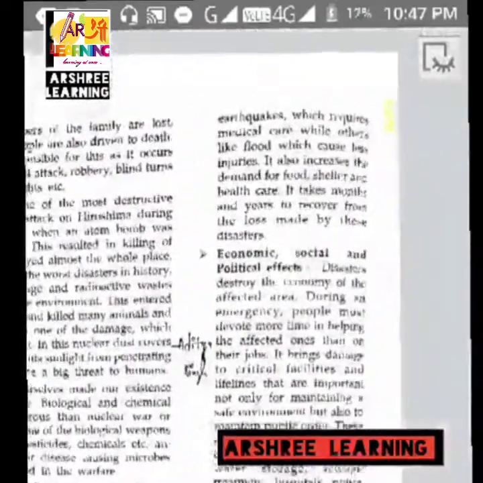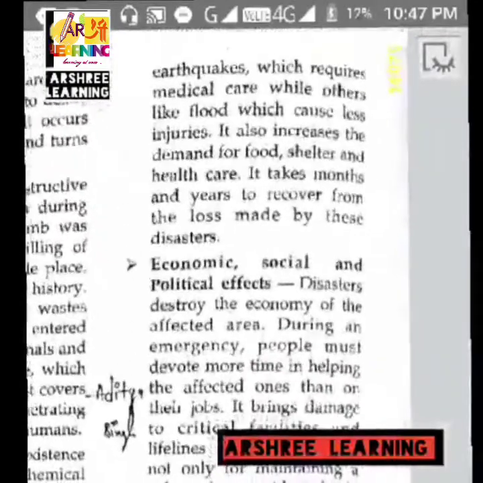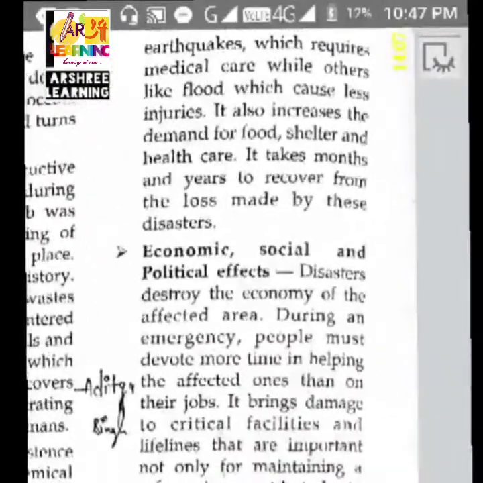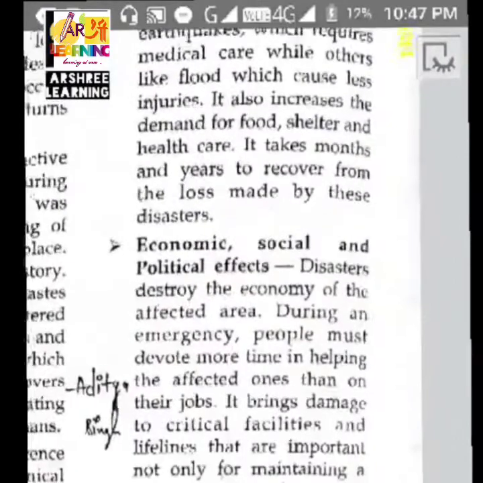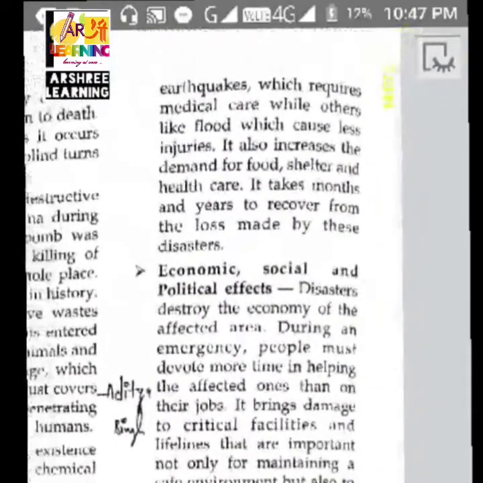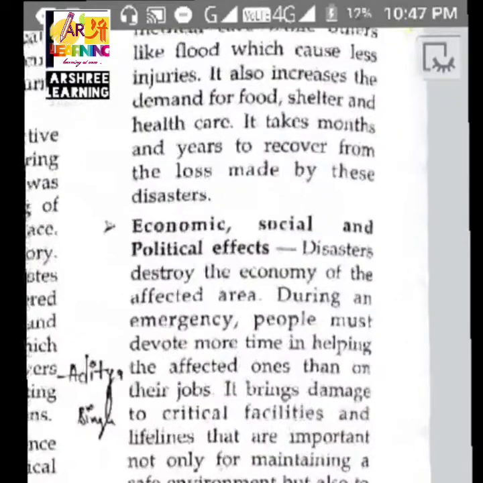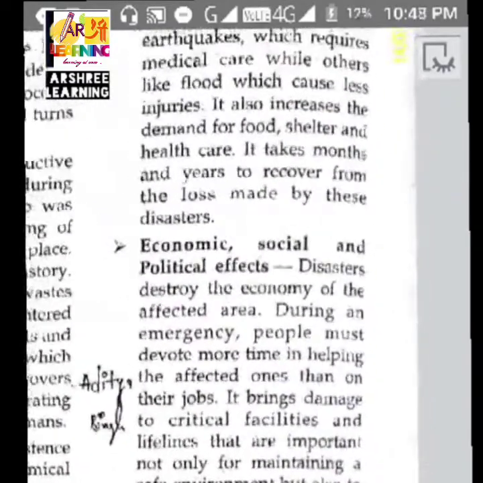What are they? These are dependent upon the type of the disaster. Earthquakes require medical care, while others like floods cause fewer injuries. So if there is an earthquake, most of the people will be on the earth, but they may die because of the earthquake. So it needs the attention of humans, and they have to be prepared.